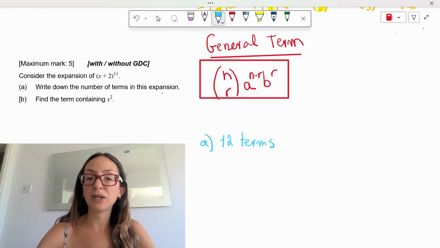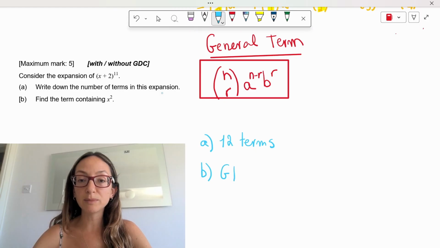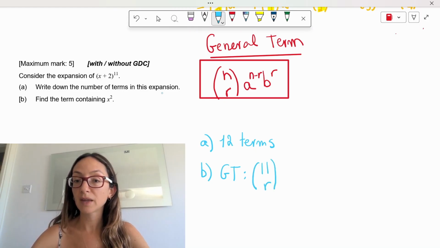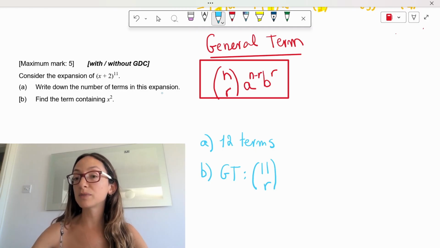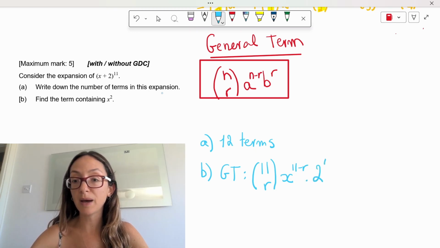That is not very efficient, so let's see how we can use the general formula to find the term right away. I advise you to always start by writing the general term and filling out what you know and leaving out what you don't know. So the general term is 11Cr. Again, r is the variable that fluctuates from 0 all the way up to n, in this case 11, giving us all the different terms of the expansion. And then we have x, which is our a here, to the power of 11 minus r, times 2, which is our b here, to the power of r.